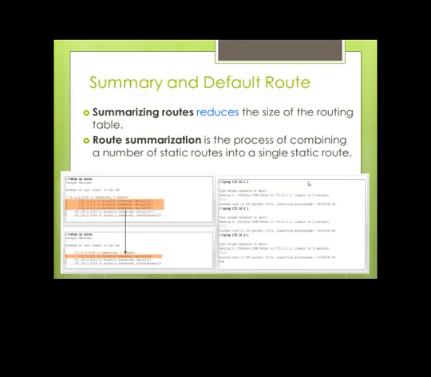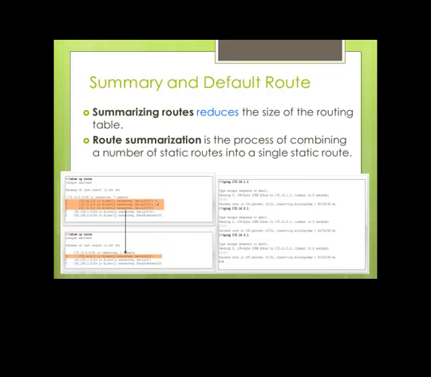A couple of special types of static routes are available. There are summary routes and there's also a default route. Talk about a summary route here first. A summary route reduces the size of the routing table. Route summarization is just the process of combining a number of static routes into a single static route.